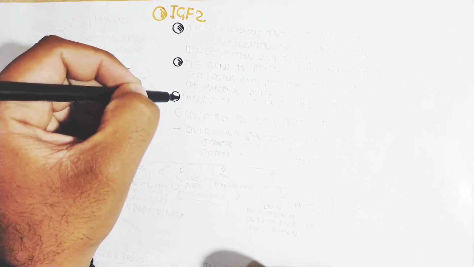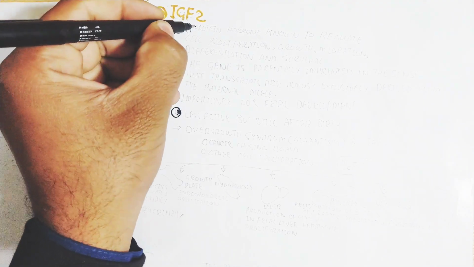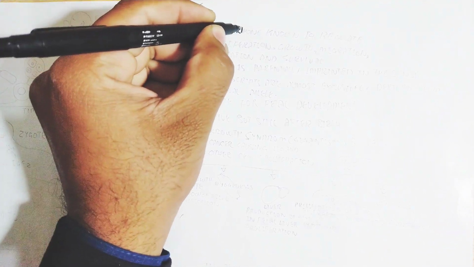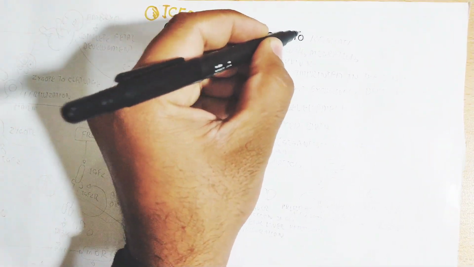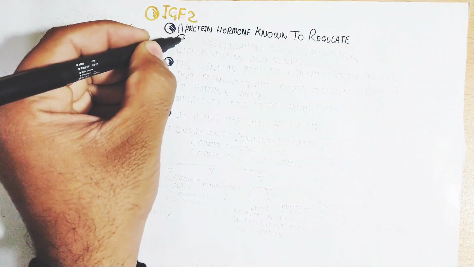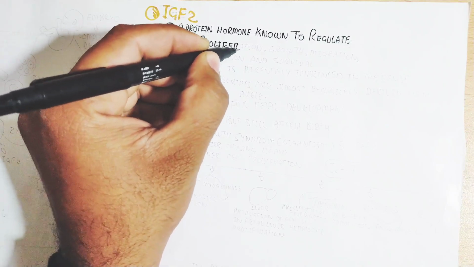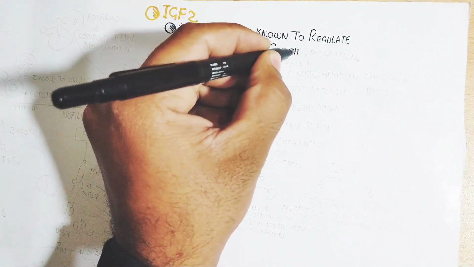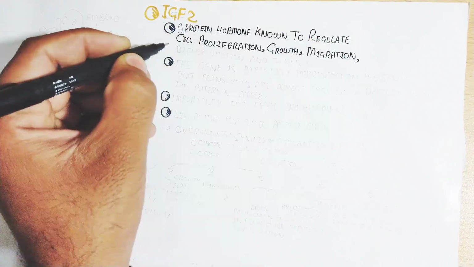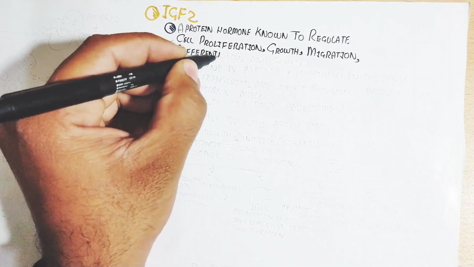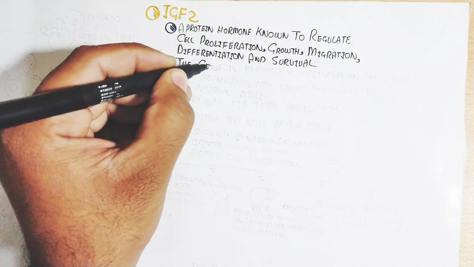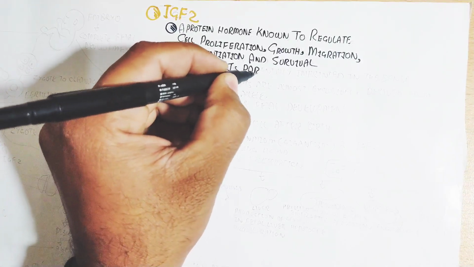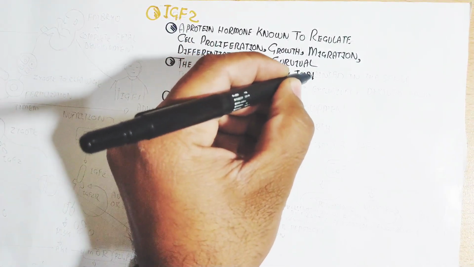So, IGF2. This is a short video. Please watch the whole video about insulin-like growth factor 2. It is a protein hormone known to regulate cell proliferation. Cell proliferation means the cell will increase in number and grow. Migration means the cell will move from one place to another. Differentiation is the change of the shape of the cell, and survival is the maintenance of the cell.